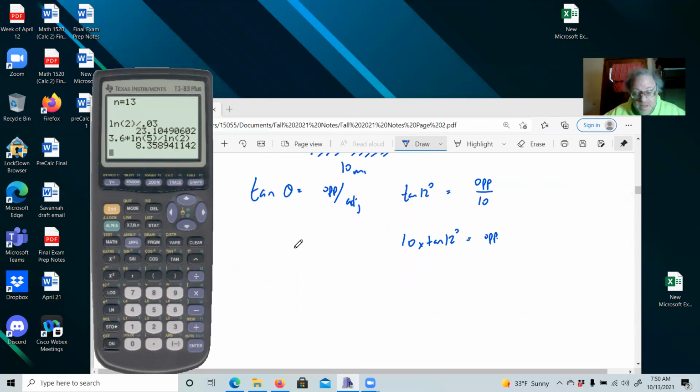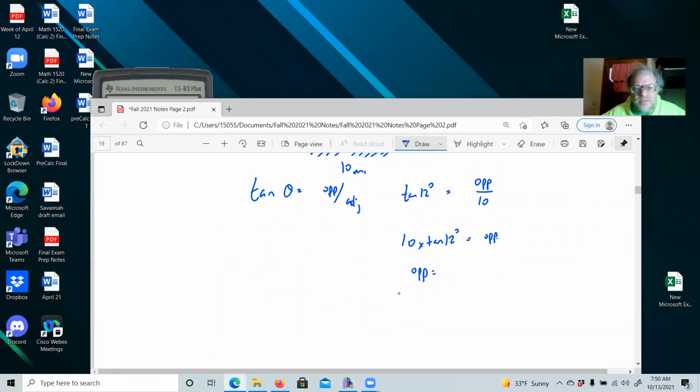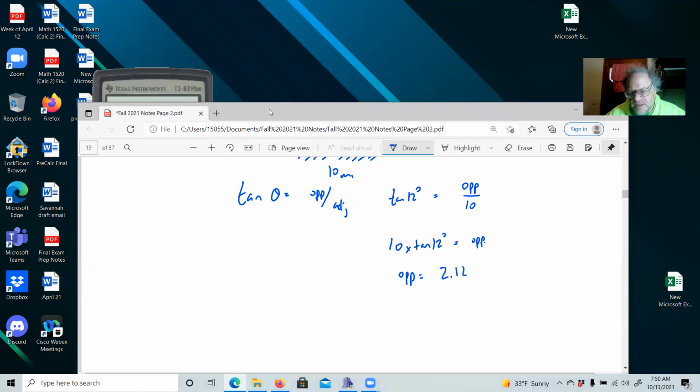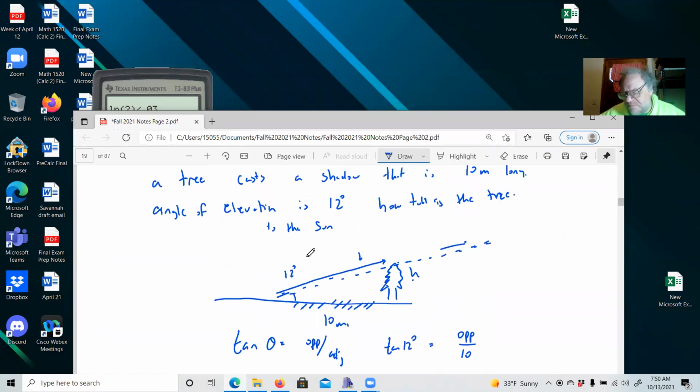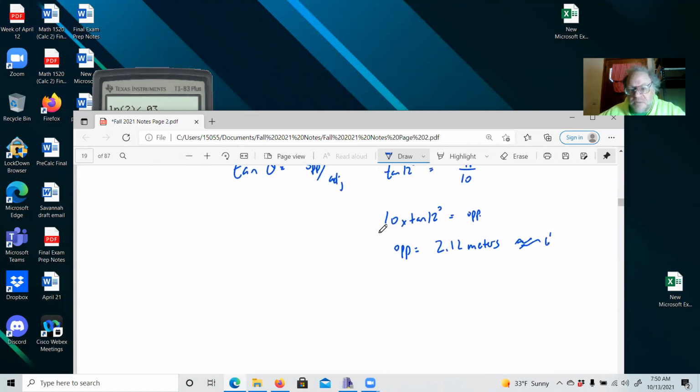All right, so we're going to have 10 times tangent of 12 degrees equals, and we get the opposite side is equal to, what did we say? It said 2.12 meters. So a little bit more than 6 feet, just to give you an idea. So it's not a big tree, but it's a start. Those are the kinds of word problems I'm looking for.